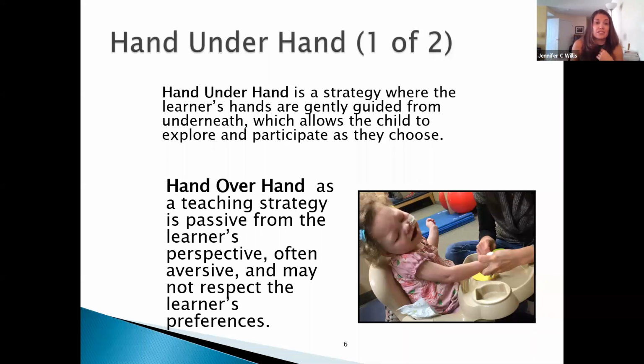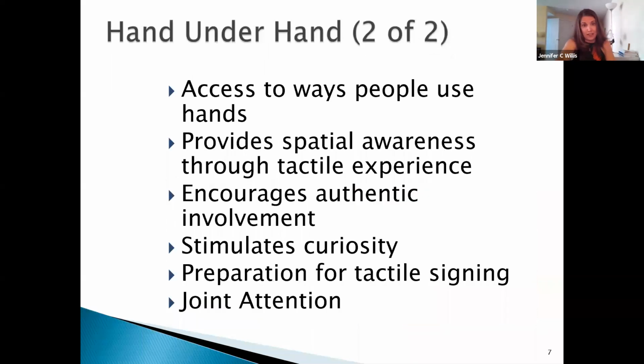So then the child gets deemed as non-compliant and not able to complete the task using hand over hand, because they're not tolerating something, and it doesn't allow them the control to let you know that they don't want it or they don't like it or it's uncomfortable. And they lose all control and communication attempts. So we use hand under hand.